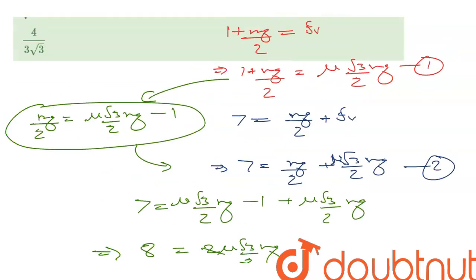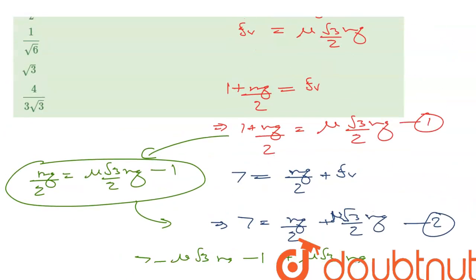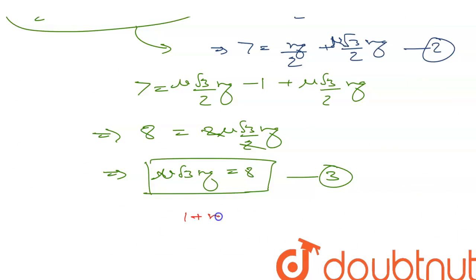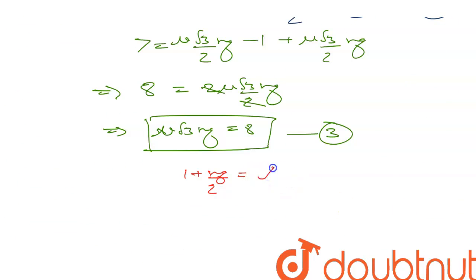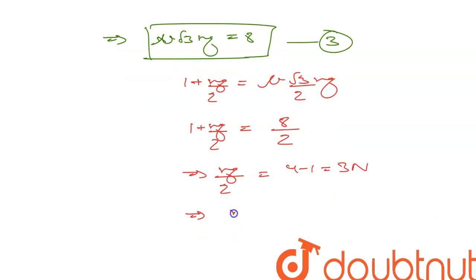Now let's substitute this value into equation number 1. So equation number 1 was 1 plus mg by 2 is equal to mu times root 3 by 2 mg. So mu times root 3 mg is equal to 8 newtons. So 1 plus mg by 2 is equal to 8 by 2, which means mg by 2 is equal to 4 minus 1, which is 3 newtons, which means mg is equal to 6 newtons.